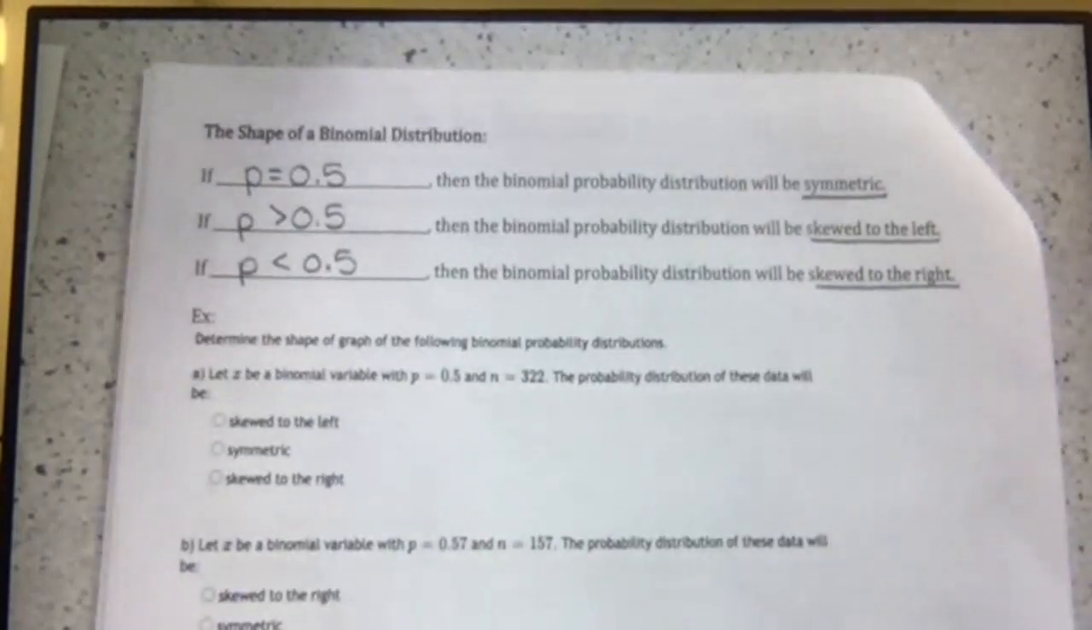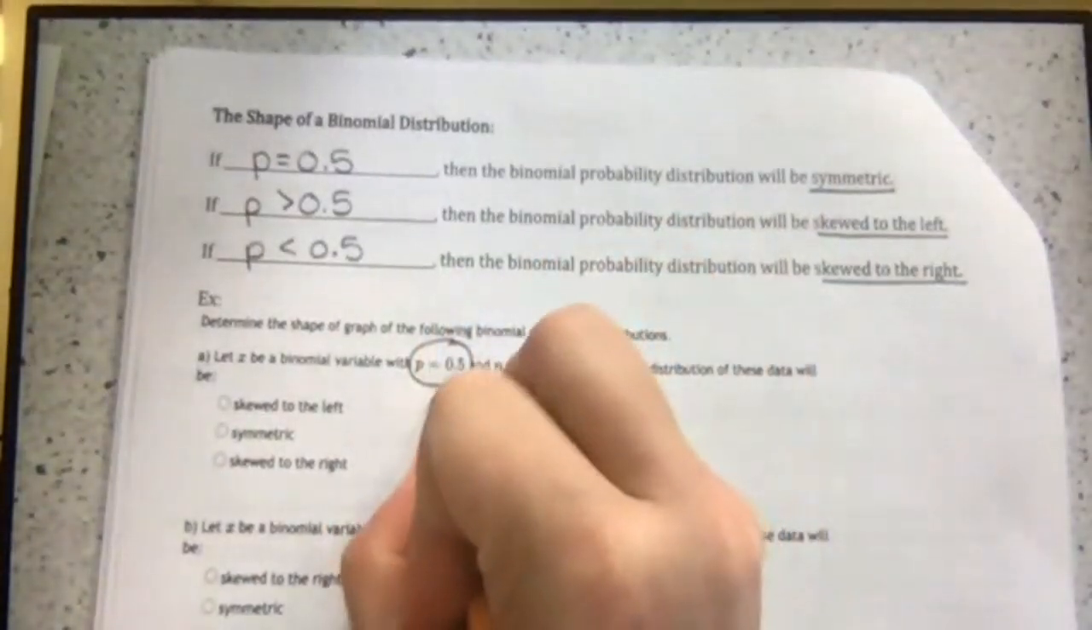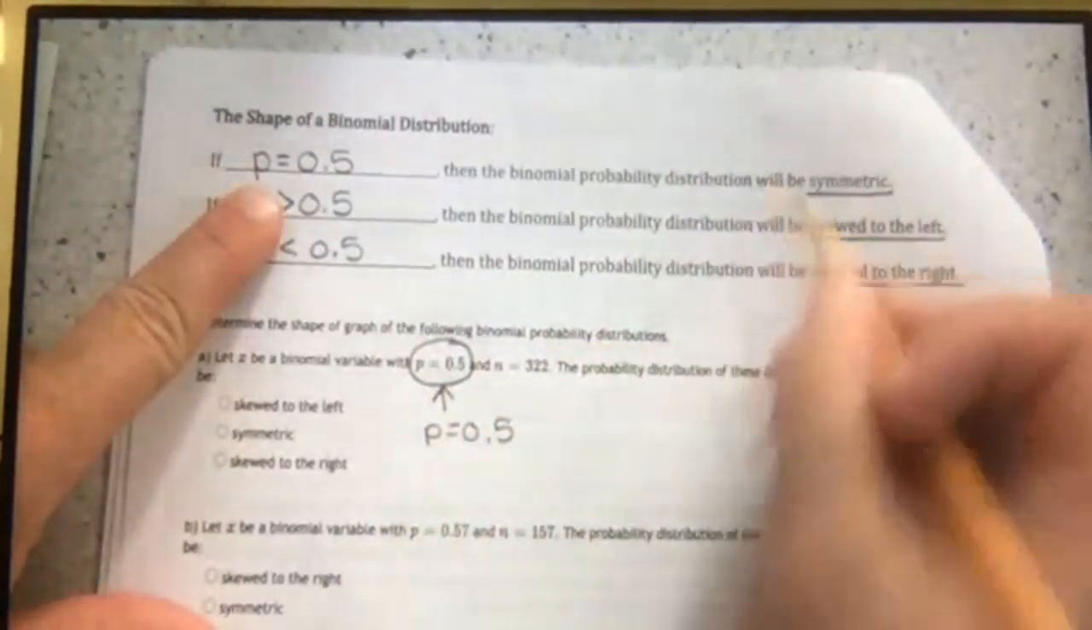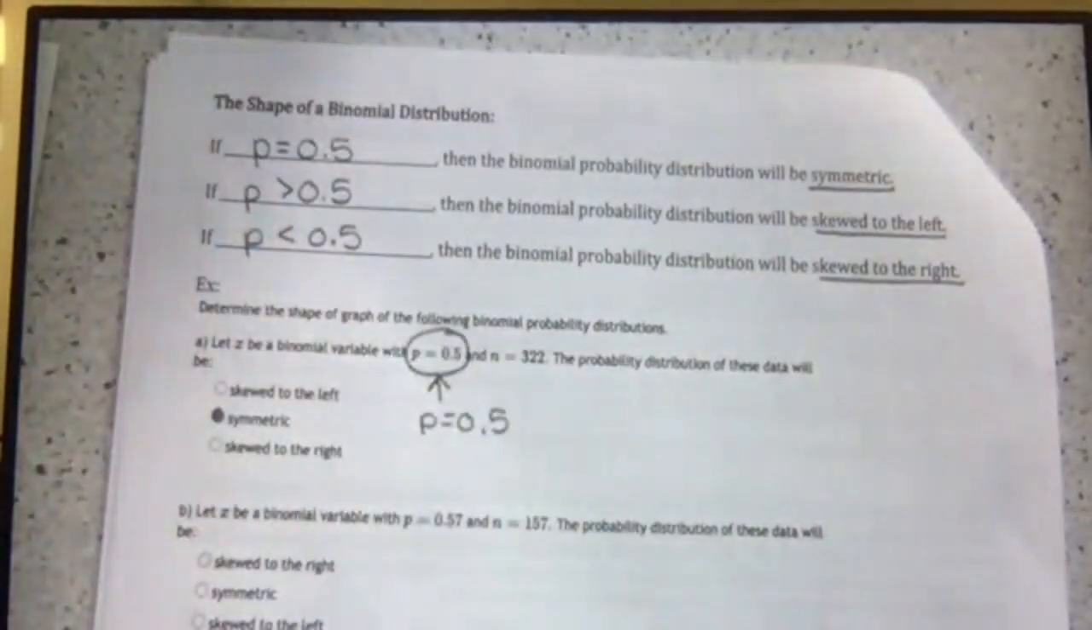So determine the shape of the graph of the following binomial probability distributions. Let x be the binomial variable with p being 0.5 and n being 322. Then the probability distribution of this data will be blank. So it tells us p equals 0.5. So we know from up here when p is 0.5, we know it's symmetric. Done. That's it. I don't care what n is. I'm just looking at p.